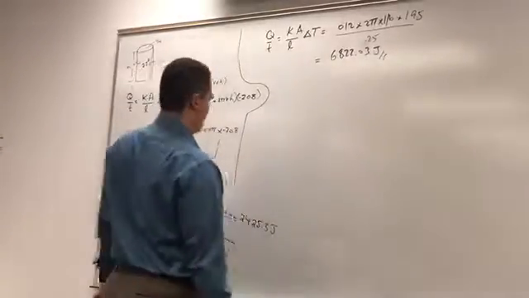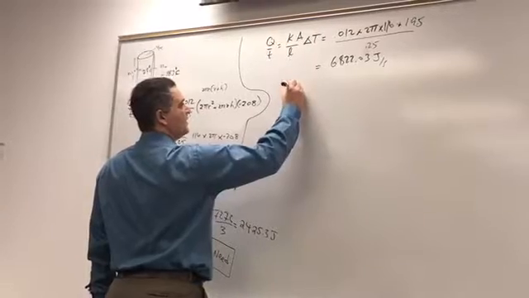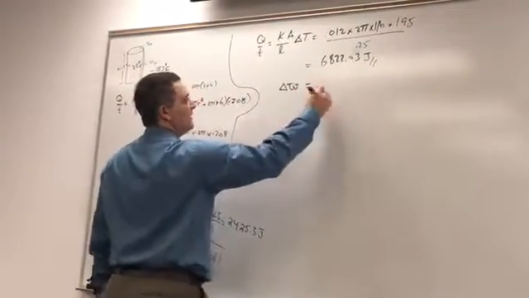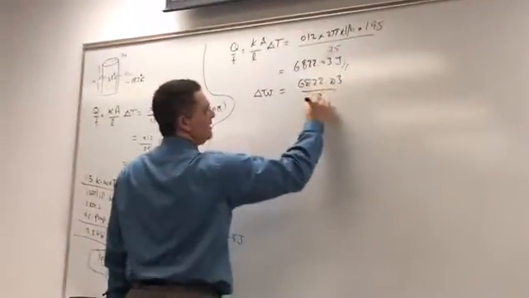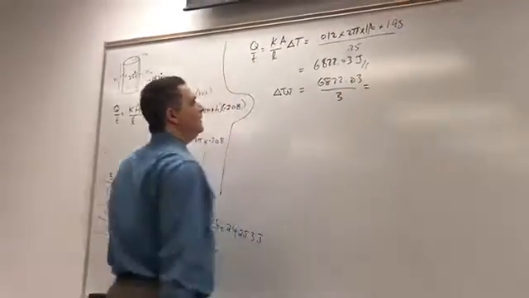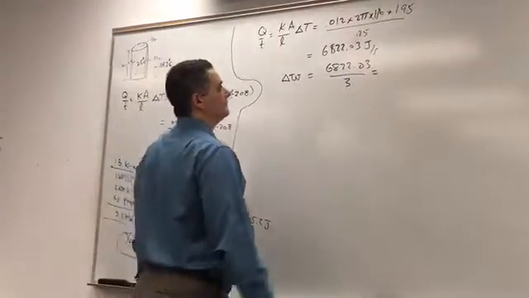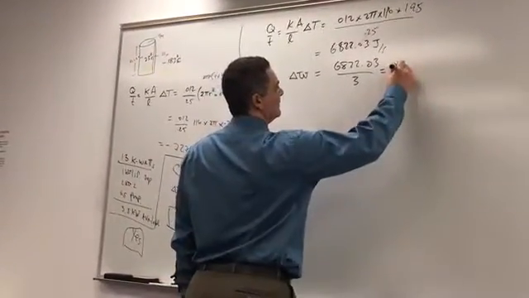Okay, but this one's positive now, right? So again, we have the same COP, so the amount of work required to give me this much heat is 6822.03 divided by 3, which equals 2,274.01.